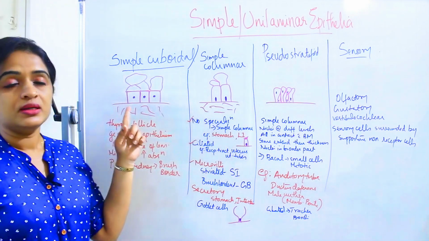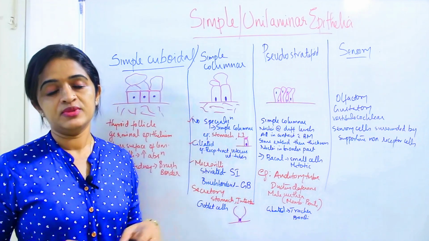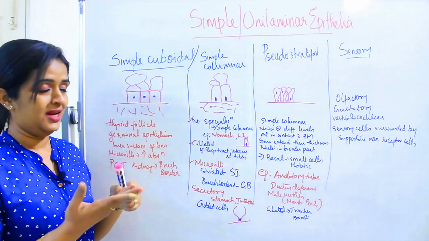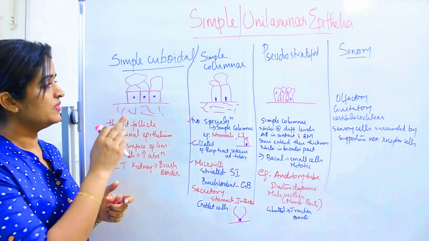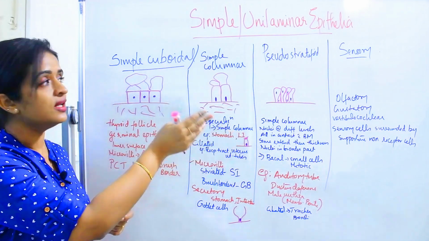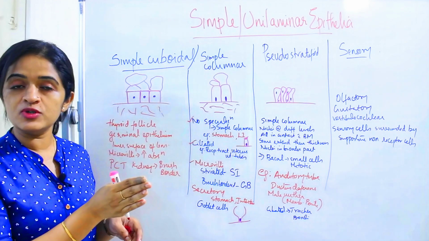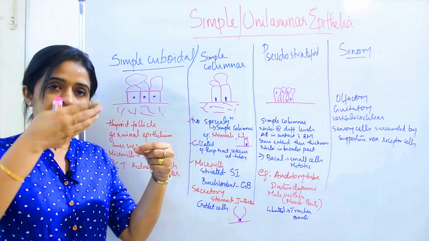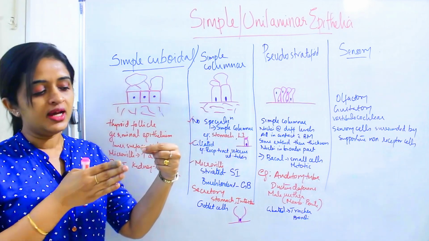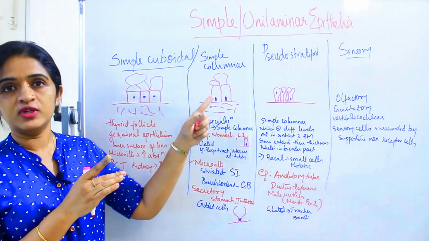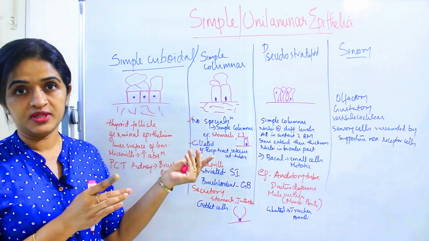First we will be seeing simple cuboidal epithelium. Simple cuboidal means they are cuboid in shape. When we say simple cuboidal, simple columnar and so on, this is according to the shape which you see from the side. That means if you take a cell, if you take a vertical section and look from the side, that is the shape with which we refer to this epithelium.